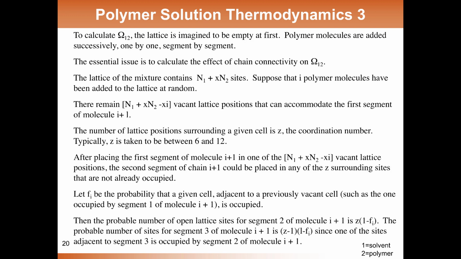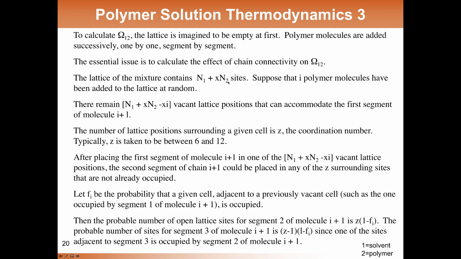Now, in order to calculate the delta S of mixing, which is a key component in this model, we have to calculate the number of ways of arranging all of the solvent, the N1 solvent molecules, and the N2 polymer molecules on that lattice. And so the way the lattice will be imagined is that it has N1 sites for the solvent, and each of the N2 polymer chains has X monomer units, if you will, and each of those monomer units takes up a site. So it has X times N2 sites for the polymer chains.